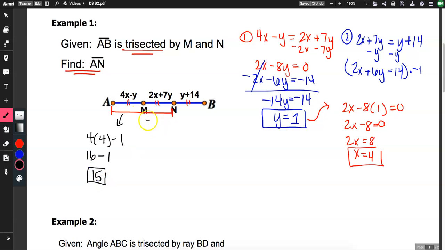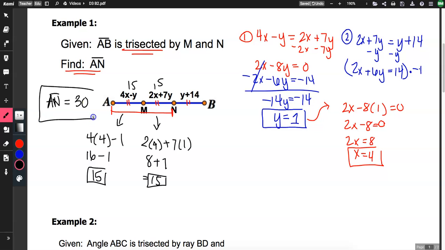And we know that it's trisected, so they should be congruent, but it's always good habit just to double check to make sure you did the systems correctly. So I'm still going to plug it in just to be sure. This one's 8 plus 7. So that still equals 15. That's good. That means AN equals 30. 15 plus 15. And now I'm done.